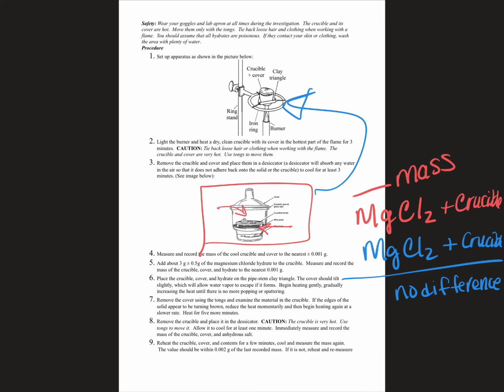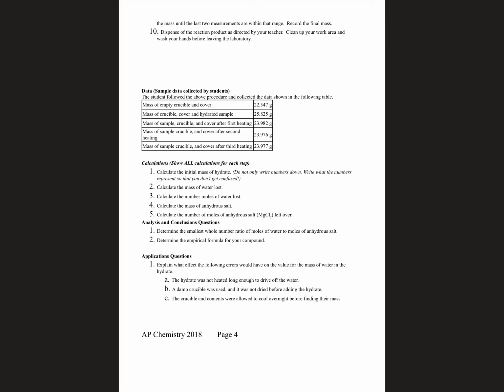If the mass continues to go down, then that means that we did not get rid of all of the water from before. So we're going to keep heating and cooling until we reach a constant mass. And that's important because at that particular point, we have gotten rid of all of the water. So if you look at the data table that's supplied here, we're given that specific information.